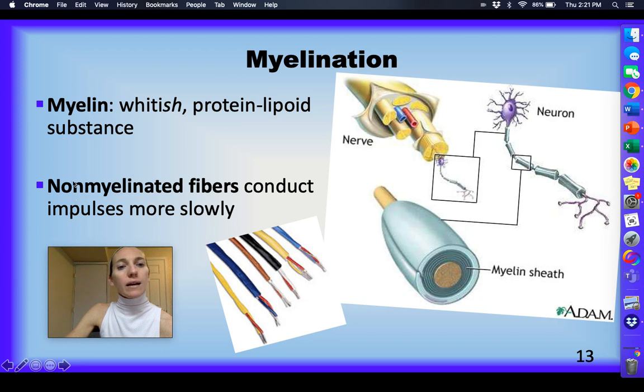So, in a myelinated fiber, I like to think a nice analogy here is thinking about electrical tape wrapping around a wire. With that electrical tape, it helps to insulate the passage of electricity, and it's going to make the passage of electricity more efficient. And it's very much the same way here. So the myelin is going to allow for that communication to occur rapidly and efficiently. There are fibers in the body that are not myelinated, and they're going to conduct impulses much more slowly.